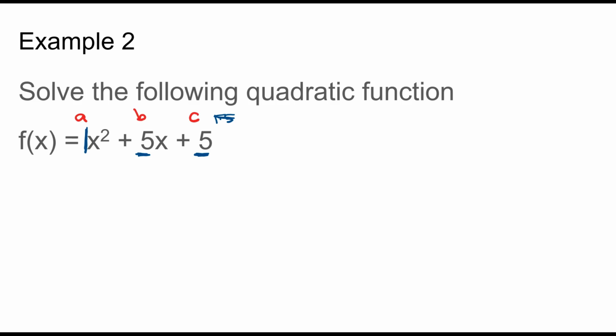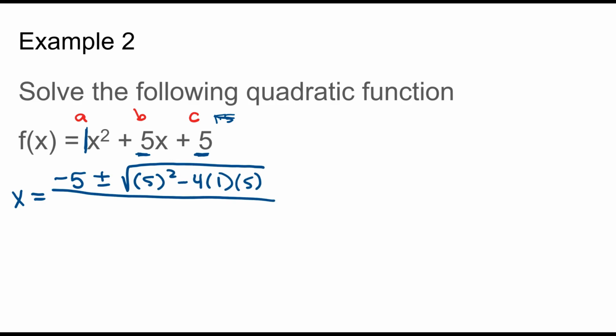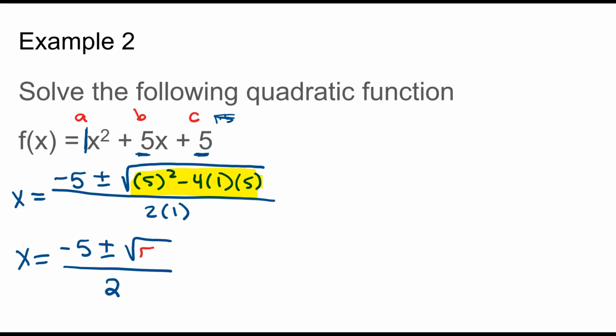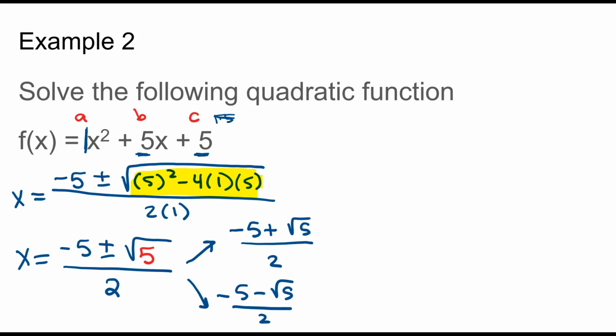a, b, c. So x equals the opposite of b plus or minus big square root symbol, b squared minus 4ac all over 2a. Now again, type underneath the radical only. Don't actually type that radical symbol. So we get x equals negative 5 plus or minus the square root of, all over 2. So what happens when you type that into your calculator? You get 5. We cannot simplify the square root of 5 at all, so we get negative 5 plus square root of 5 over 2, and negative 5 minus square root of 5 over 2.